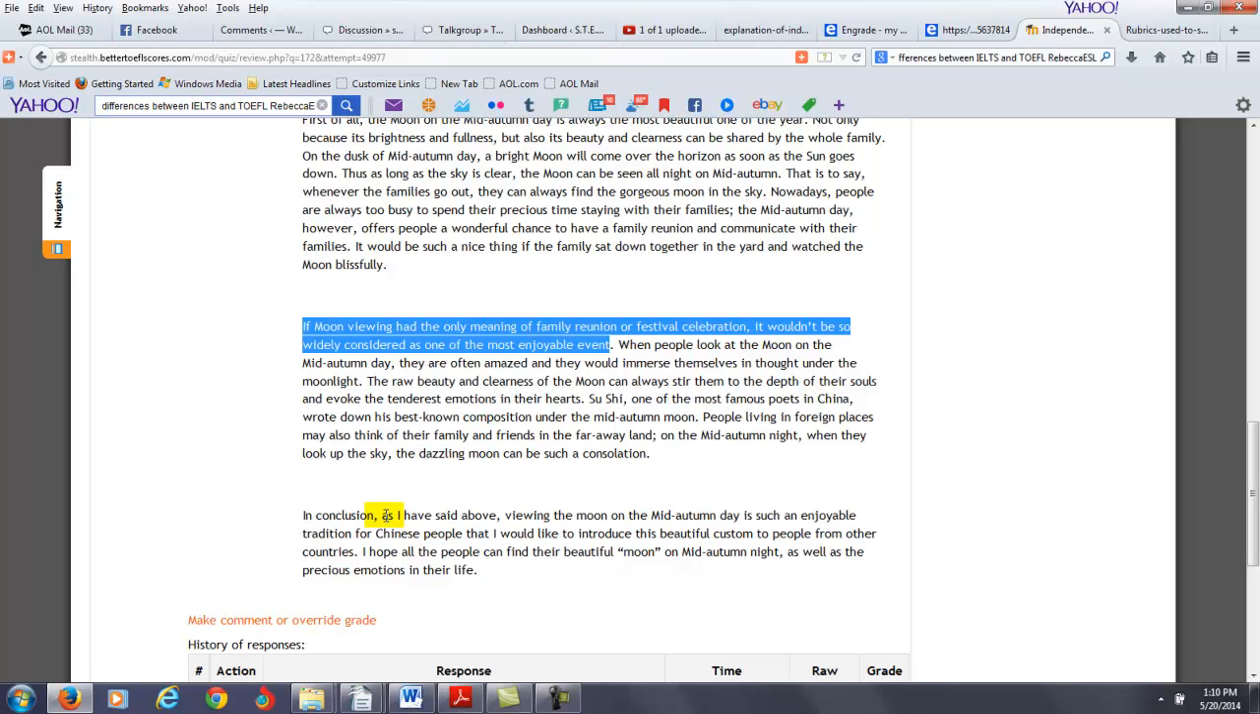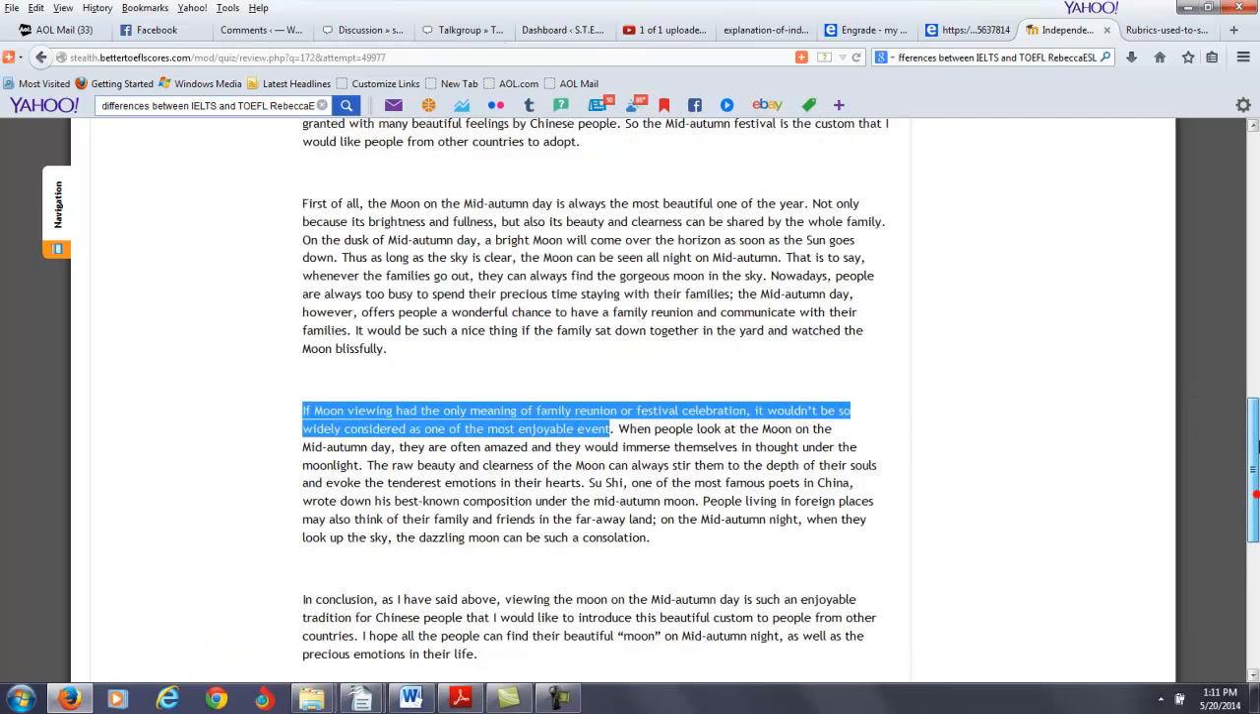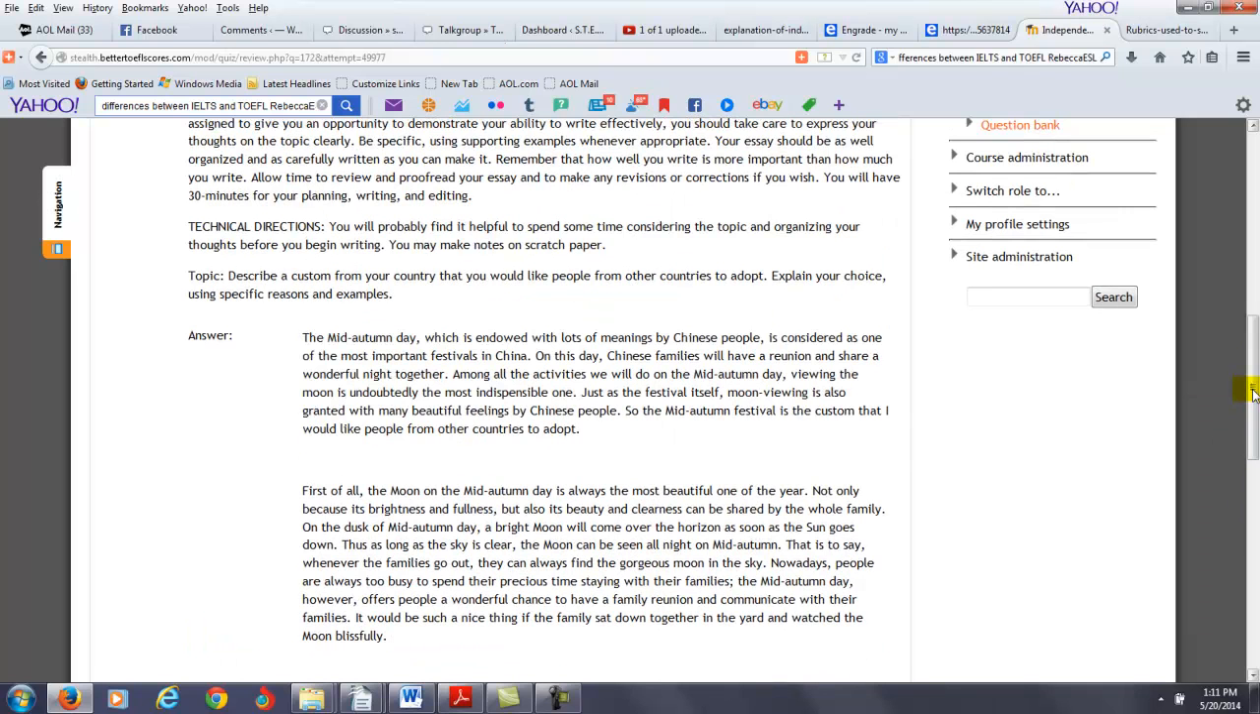You see, in conclusion, as I've said above, viewing the moon is such an enjoyable tradition. I'd like to introduce this beautiful custom to other people from other countries. I hope all the people can find their beautiful moon on a mid-autumn night as well as the precious emotions in their life. So the one thing I liked is you had some very good description. You had good control, I think, of your vocabulary and your grammar. You didn't have a lot of problems, but in terms of addressing the task, you can do a better job, I think, in terms of why other people should adopt this custom. So you need a little bit better organization.